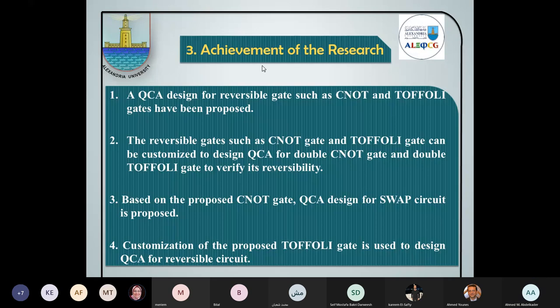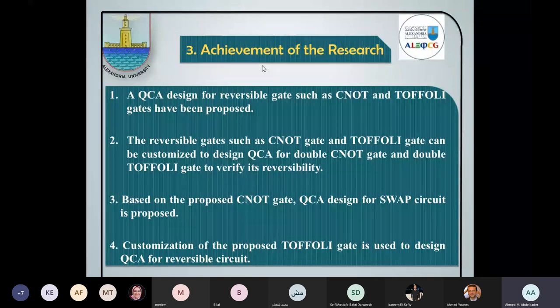Achievement of the research. A QCA design for CNOT and Toffoli gates has been proposed to ensure the irreversibility of the QCA, CNOT, and Toffoli gates. We can adjust the QCA reversible gate to create a QCA for double CNOT and double Toffoli gate.